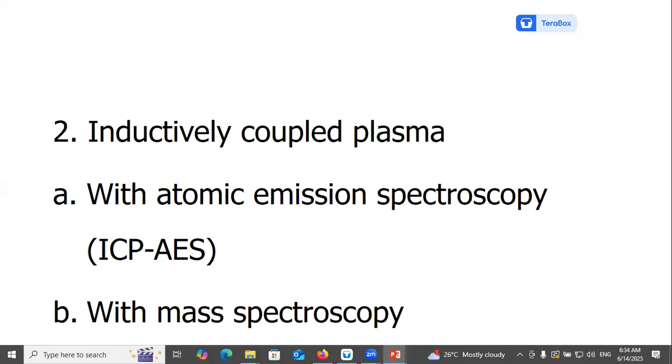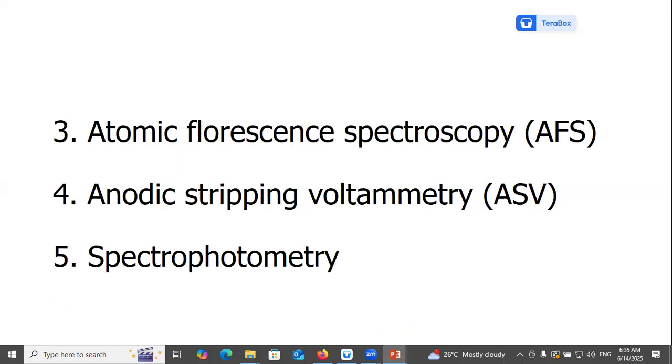Inductively coupled plasma with atomic emission spectroscopy, ICP-AES, with mass spectroscopy, atomic fluorescence spectroscopy, AFS, anodic stripping voltammetry, ASV, spectrophotometry.